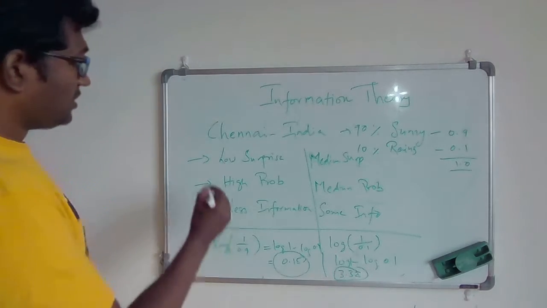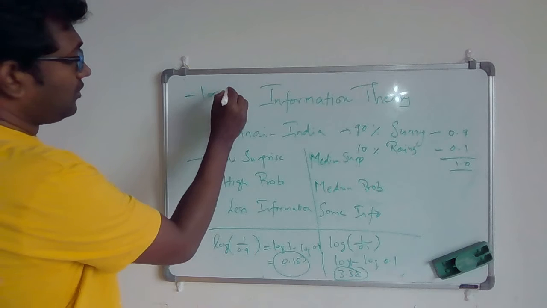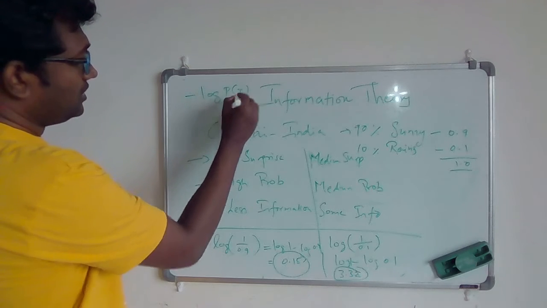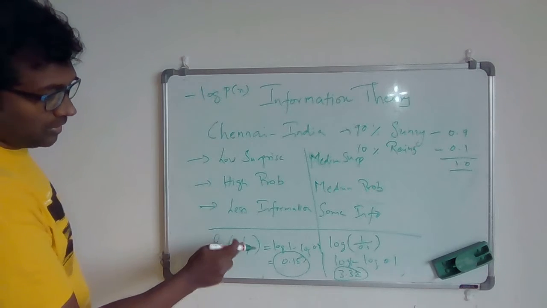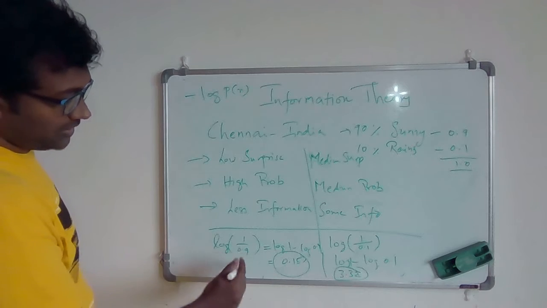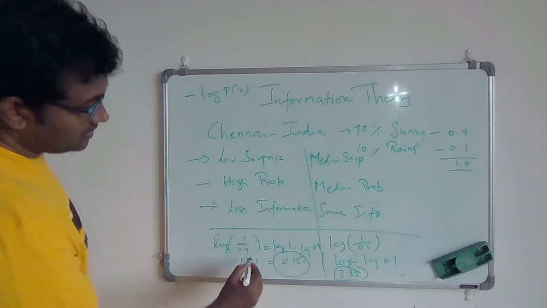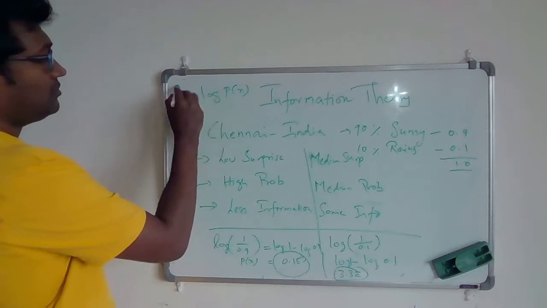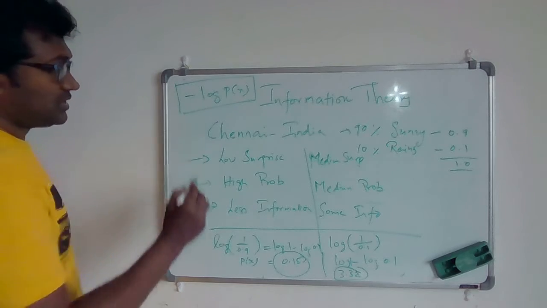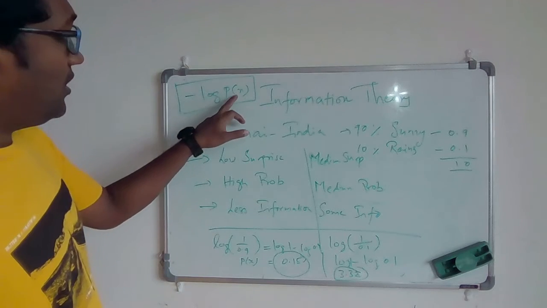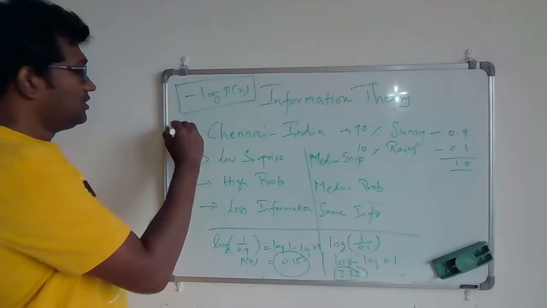So information, in short, is equal to minus log probability of x. So this is log of 1 by probability of x. If you take the p of x to the top, it will be represented like this, minus log p of x. This is the information.